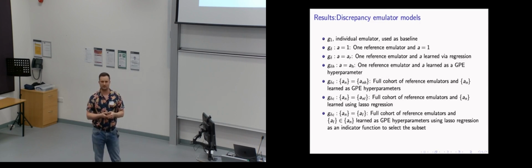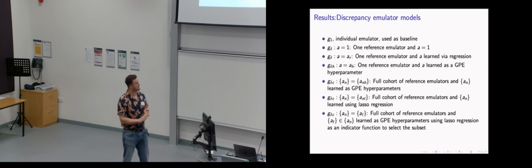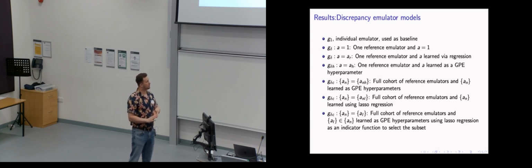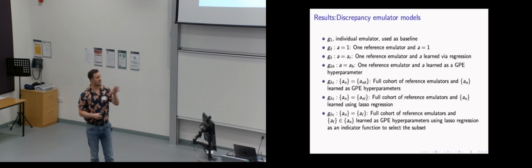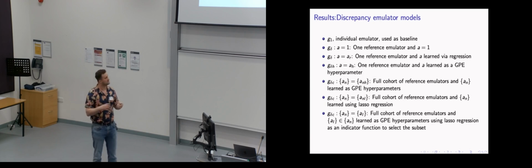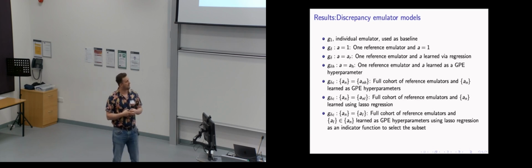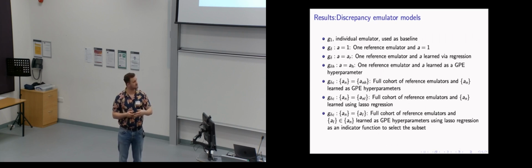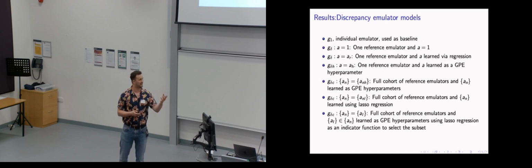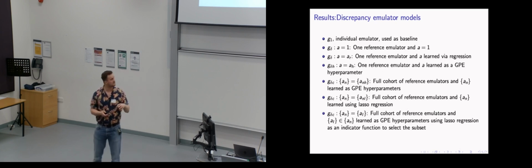So I tried loads of different ways of choosing A. I've just tried to summarize them here. I'll try and keep them all in my head. Our baseline is obviously the individual emulator. Then we did an emulator with a single reference and just set A equal to 1. So we essentially said our old emulator describes the mean behavior entirely. Then we chose a single reference and learned A via regression. Then a single reference and learning A as a GPE hyperparameter.